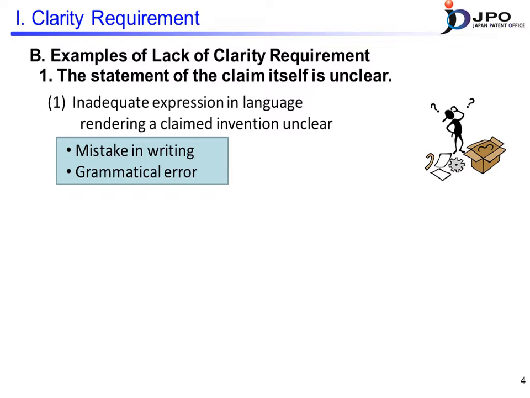Now let's look at the first type of violation against the clarity requirement. This is a type of case where the statement of the claim itself is unclear. First, if a claim includes linguistically inappropriate expressions, the claim can be unclear. This includes clerical and grammatical errors. Second, expressions that a person skilled in the art cannot understand will make the claim unclear.